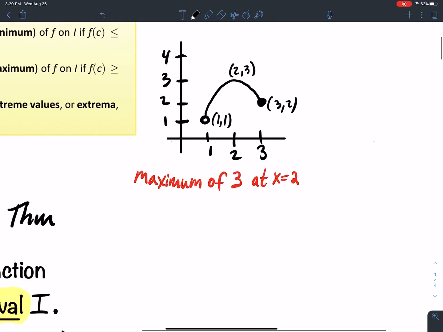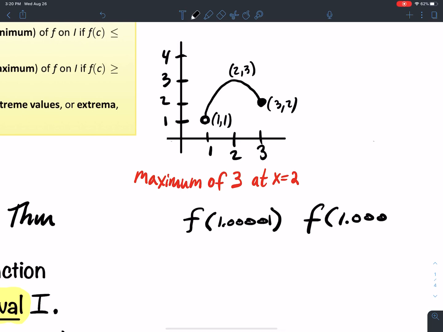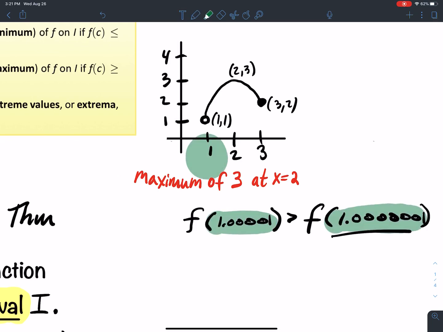So if I could plug in f of 1.00001, that's small, right? That's really close to this here. But I could also plug in f of 1.0000001, and this would actually be smaller, because the further I go this way, the smaller my outputs of f get. So I can never get the smallest one because it's an open interval. I can get infinitely close to 1, but I actually can't touch it, because it's an open interval.